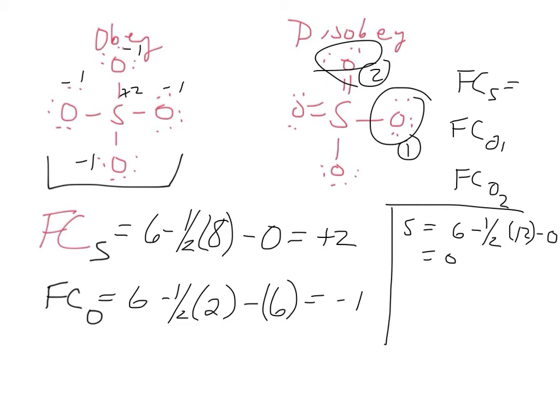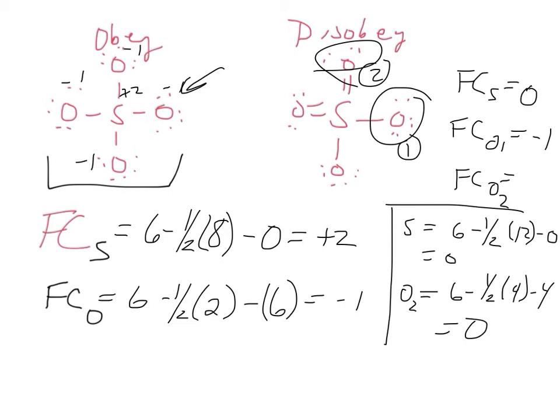Now, oxygen number 1 looks a lot like the oxygens over here, right? 6 minus 1/2 of 2 minus 6 is still going to be a -1. What about the formal charge of oxygen 2? Well, O2 is 6 minus 1/2 of 4 minus 4, which is 0. So 0 and 0.